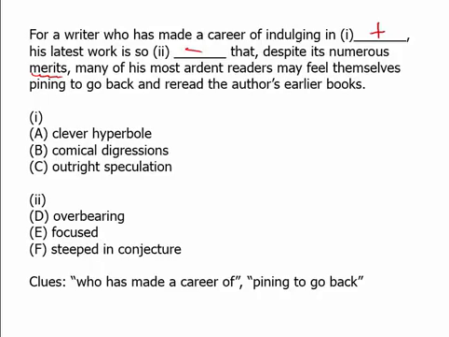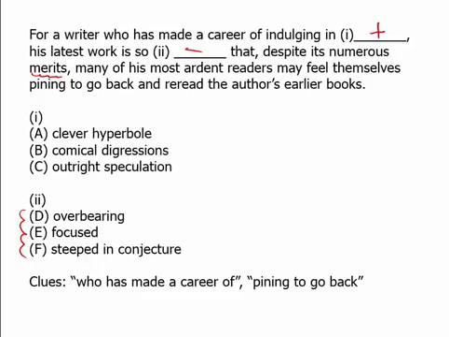So let's start with the first blank. A, clever hyperbole. Positive, clever. Comical digressions. Comical, amusing digressions, going off the topic, but in a fun, amusing way. Both positive words. But look at C, outright speculation. Probably not something that readers want to go back to. Now you can argue, oh, well, maybe outright speculation is what readers want. And possibly. But at this point you want to say, is there something here in the second blank?